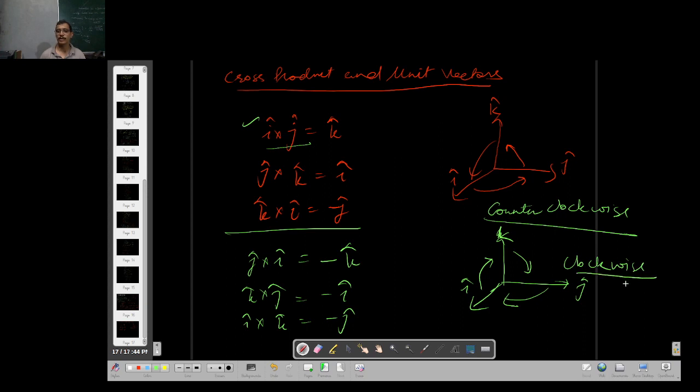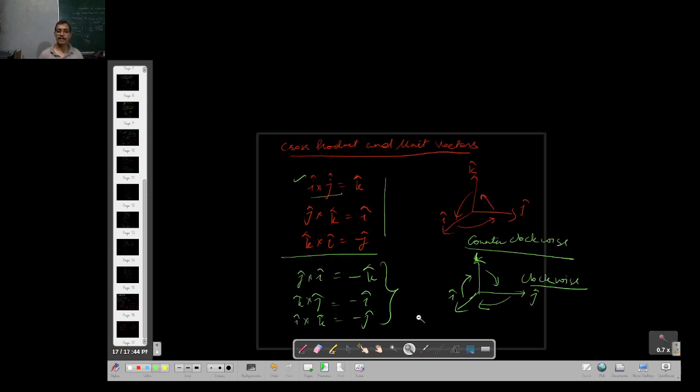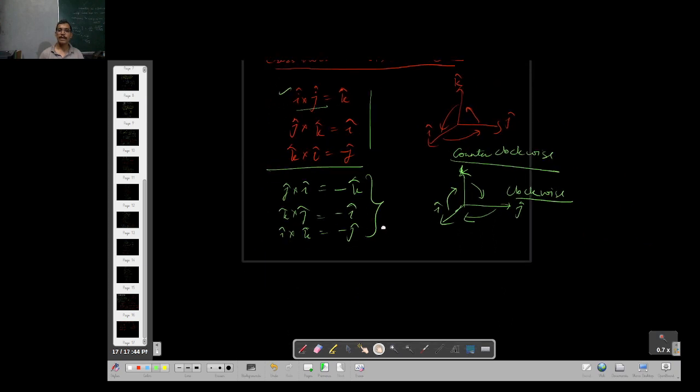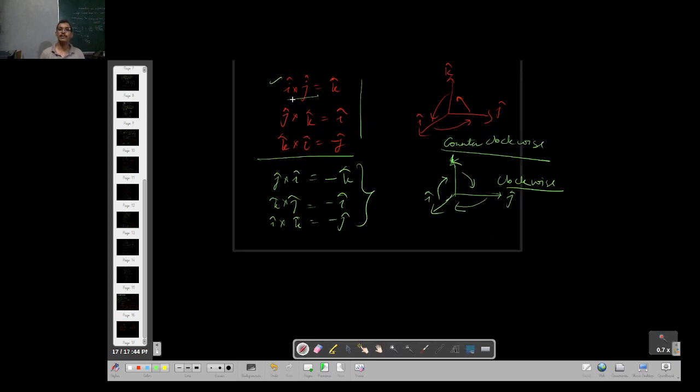It's a clockwise order, right? So these are the results which I'm getting for the unit vectors. We have to keep these results in mind. Here the angle between these two will be 90 degrees: i cross j, j cross k, and k cross i. It means the angle between i and j will be 90, or pi by 2, and j and k again pi by 2, and k and i again pi by 2.